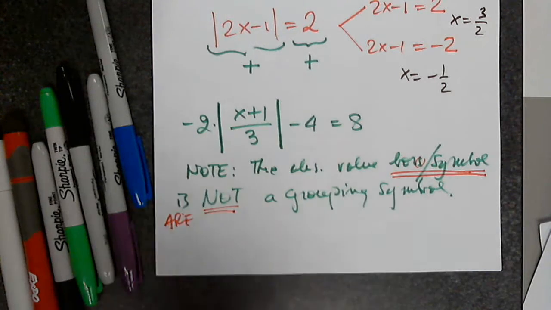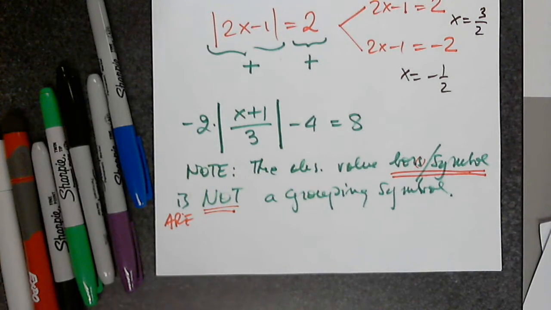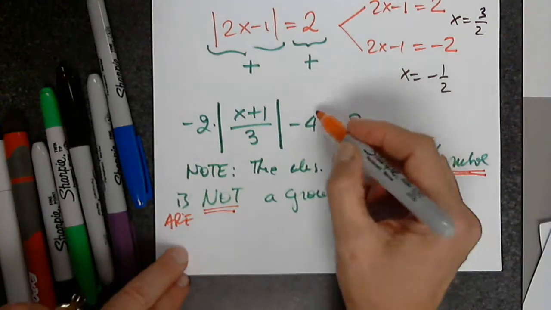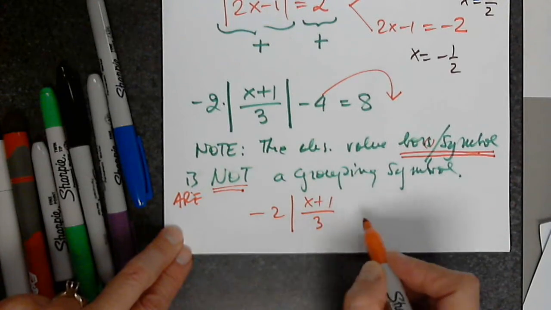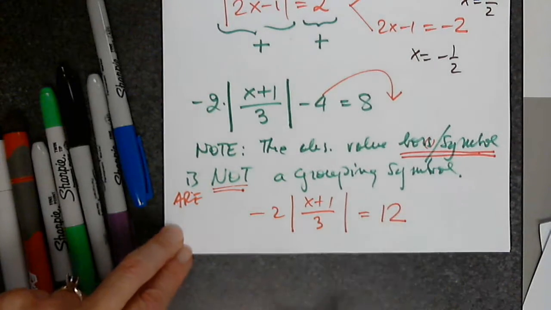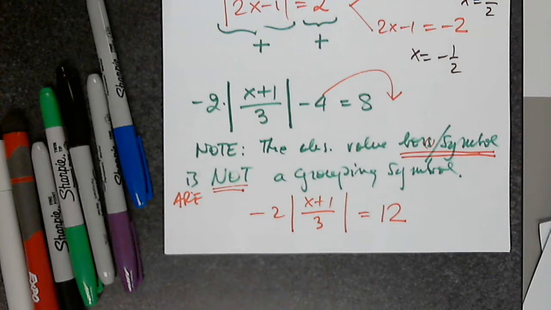Okay, so coming back, how do I clean this up? Add 4. Yes, I can only add 4. So -2, the absolute value of x plus 1 divided by 3 equals 12. I still haven't cleaned it up completely. I have one more step. What will that be?